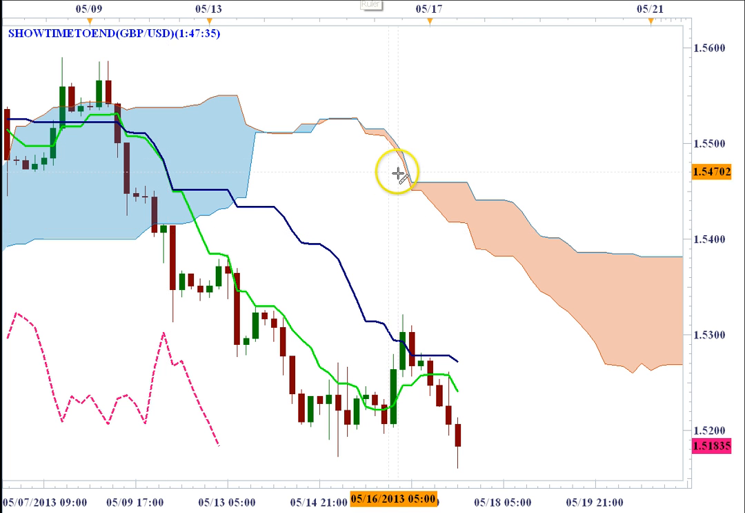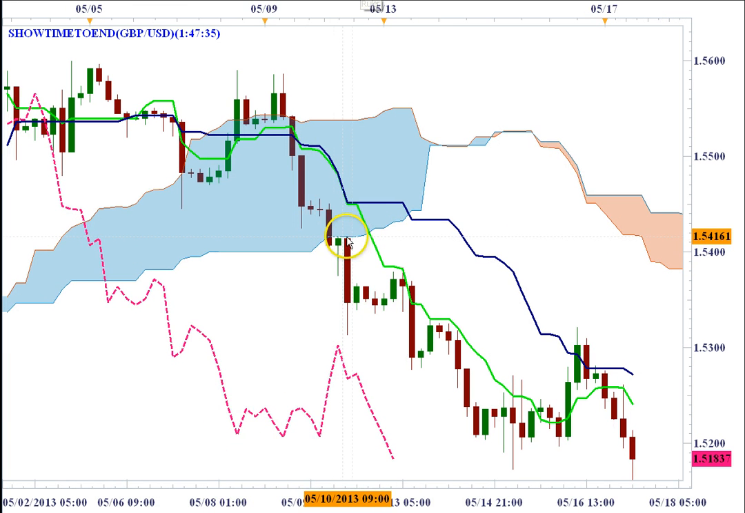So it would be this right here. It already crossed, so you have a bearish signal. Everything is bearish. We're good to go. We wait for the Chikou Span to get below this level here, and we get into the trade. So we get in right here.